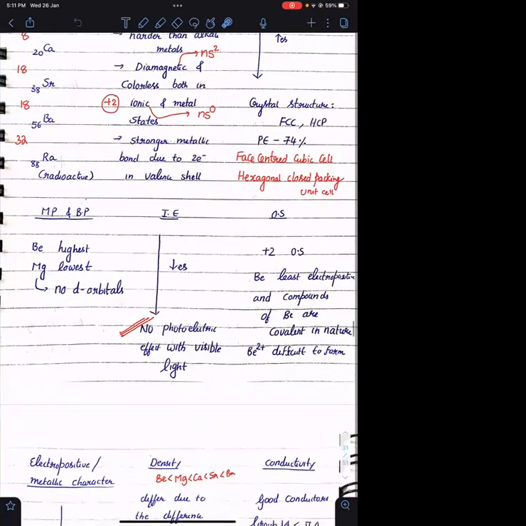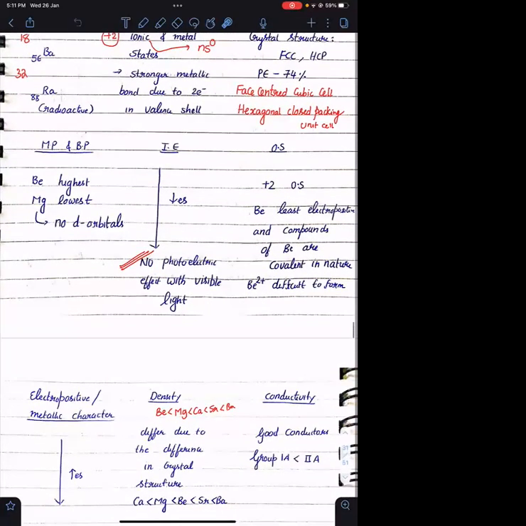In melting point and boiling point, beryllium has the highest melting point and magnesium has the lowest melting point. Ionization energy: they have greater ionization energies when compared to group 1 elements, and down the group the ionization energy decreases. And because their ionization energy is a little higher, they cannot show the photoelectric effect using visible light. But group 1 elements can show the photoelectric effect using visible light. This is an important point.